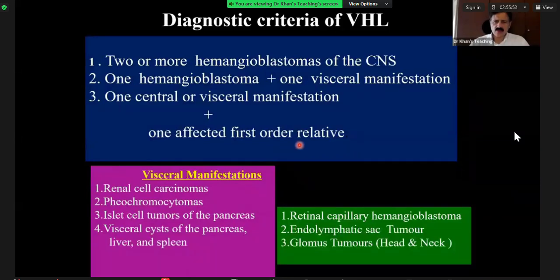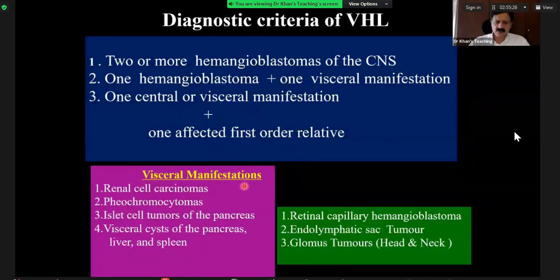The definition of von Hippel-Lindau syndrome is 2 or more hemangioblastomas of the CNS, or 1 hemangioblastoma with 1 visceral manifestation, or 1 central or visceral manifestation plus history of first-degree relative having the same disorder. So this is the definition.